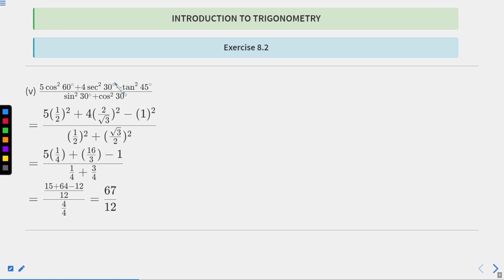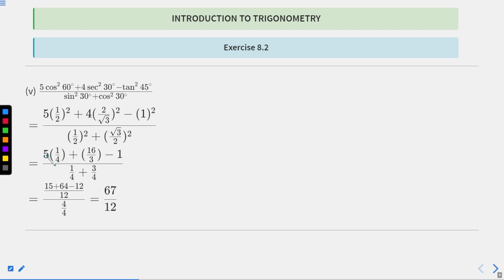Okay, so if we put all these values, then we will get this is equal to 5 times 1 by 2 whole square plus 4 times 2 by root 3 whole square minus 1 square divided by 1 by 2 whole square plus root 3 by 2 whole square. Okay, and if we simplify it, then you will get this is equal to 5 times 1 by 4 plus 16 by 3 minus 1 divided by 1 by 4 plus 3 by 4.